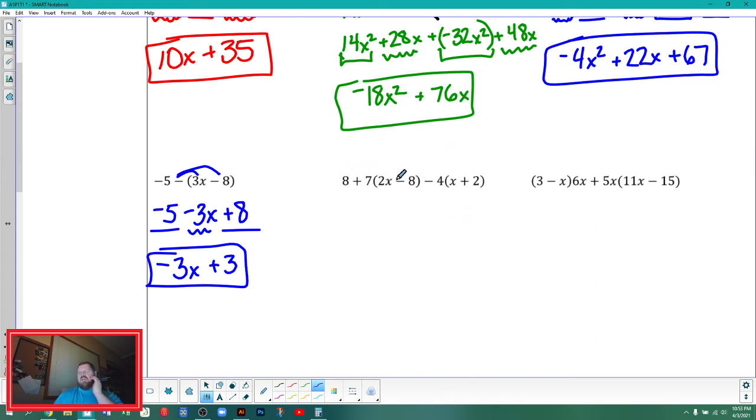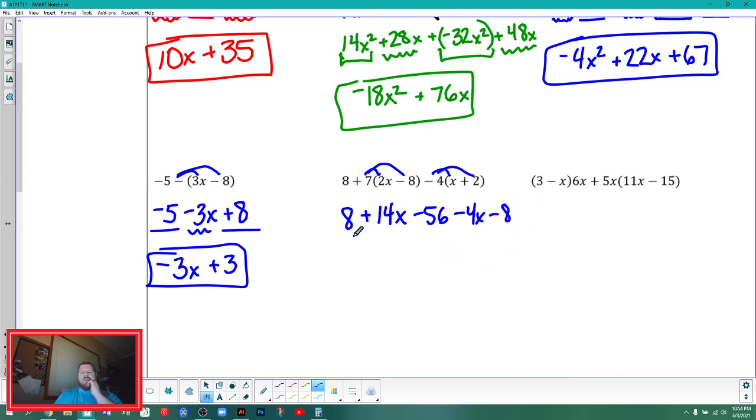Kind of similar on this one. We have just an 8 hanging out in front, but I do have to distribute that 7 and distribute that -4. So 8 plus 7 times 2 is 14, that has an x. 7 times -8 is -56. -4 times x is -4x. -4 times +2 is -8.